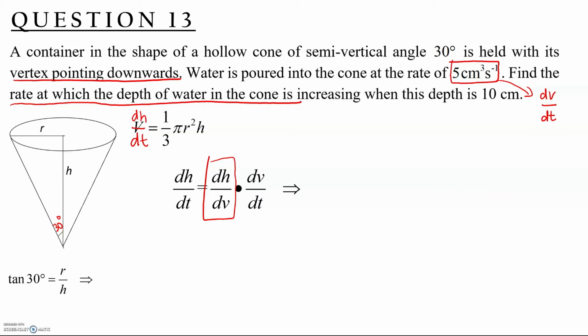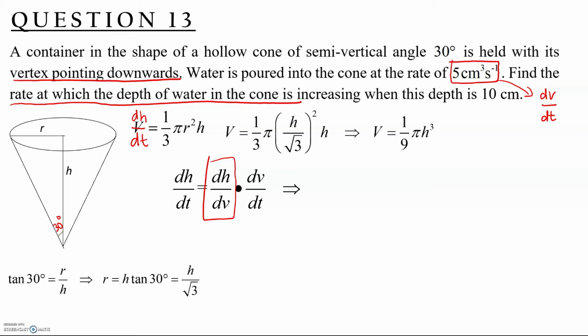And because we want to find out what is dH over dV, it means our V must be in terms of h. So I would like to make r the subject. So r equals h tan 30, and this is equal to h over sec 3. So here, h over sec 3, we can substitute into this equation, and then you get 1 over 3 pi times h over sec 3 squared times h, and we simplify this one, we get V equals 1 over 9 pi h cubed.